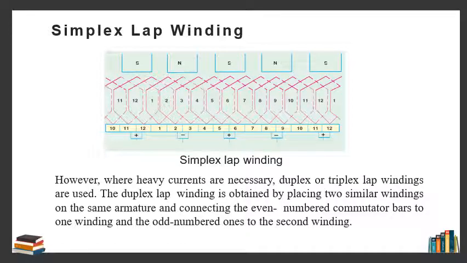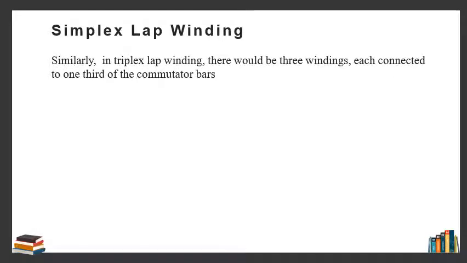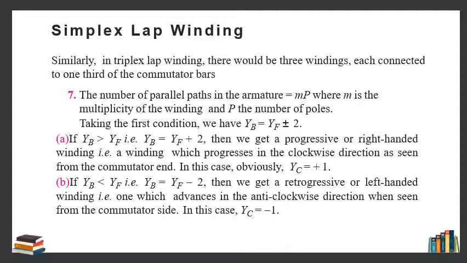The duplex lap winding is obtained by placing two similar windings on the same armature and connecting the even numbered commutator bars to one winding and the odd numbered ones to the second winding. Similarly, in triplex lap winding, there would be three windings, each connected to one third of the commutator bars. Number 7. The number of parallel paths in the armature is equal to M into P, where M is the multiplicity of the winding and P the number of poles.